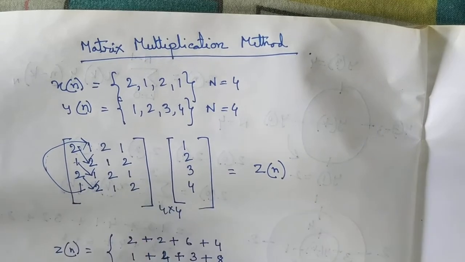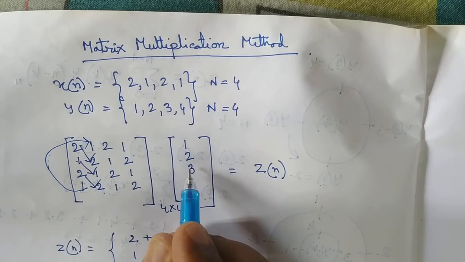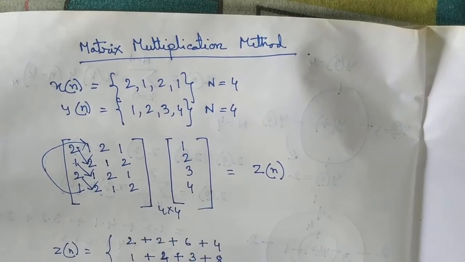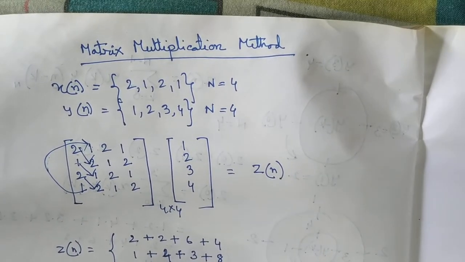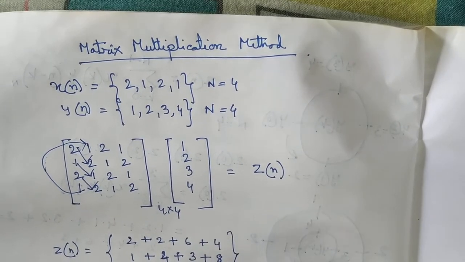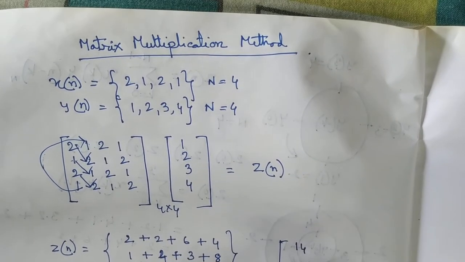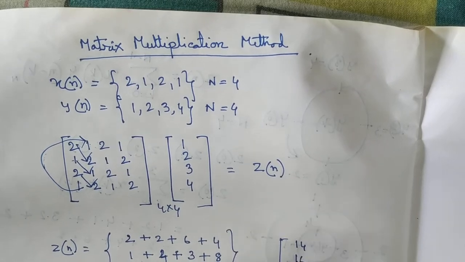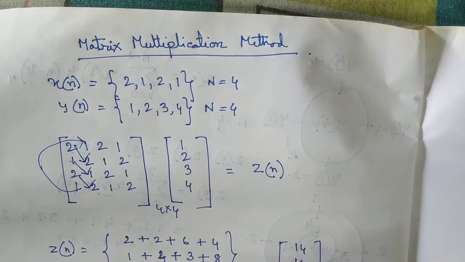Next is 2 into 1, 2 plus 1 into 2, 2 plus 2 into 3, 6 plus 1 into 4, 4. Next is 1 plus 4 plus 3 plus 8. So it becomes actually 14, 16, again 14, and last one is 16. 14, 16, 14, 16.